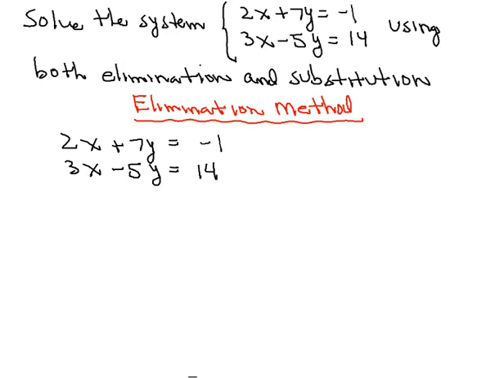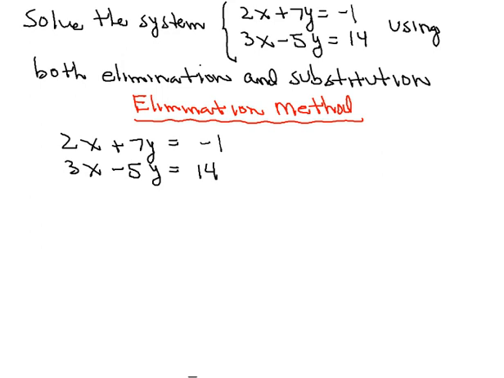Now in this case, if we wanted to make the x terms opposite of each other, we probably would make the coefficient of one x term 6 and the other -6. To eliminate the y's, we would probably make one of the coefficients 35 and the other -35. I think I'm going to decide to eliminate the x terms here.